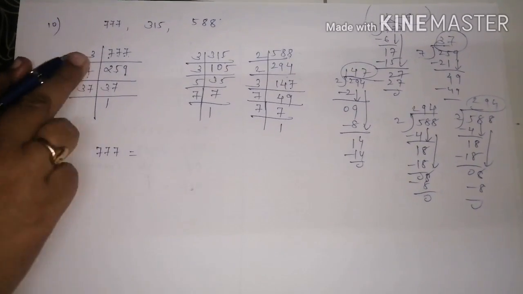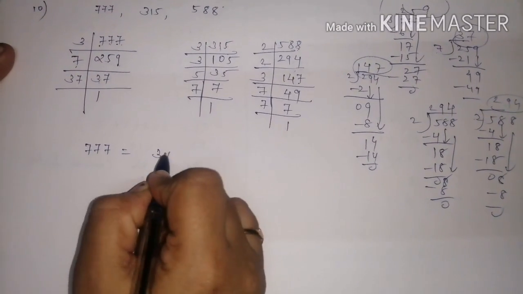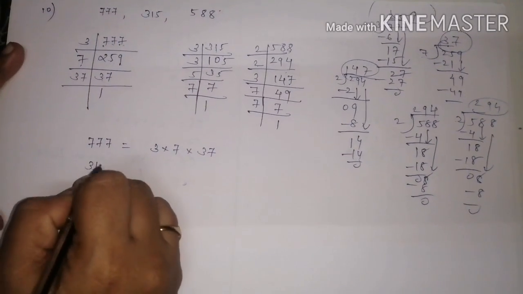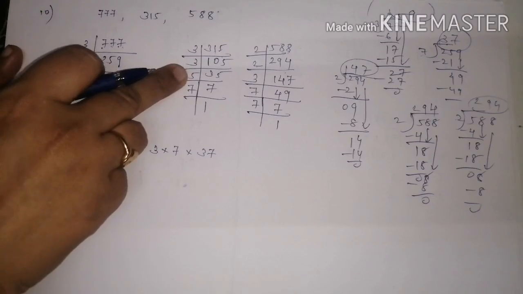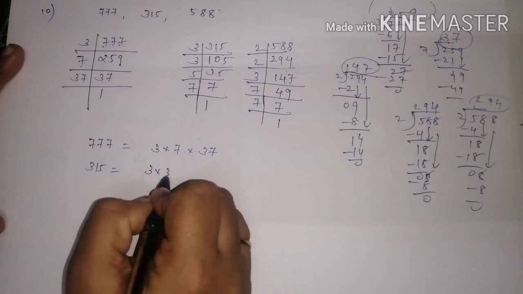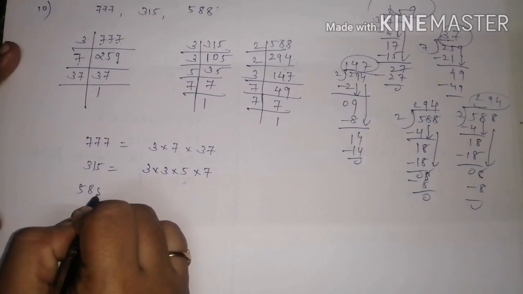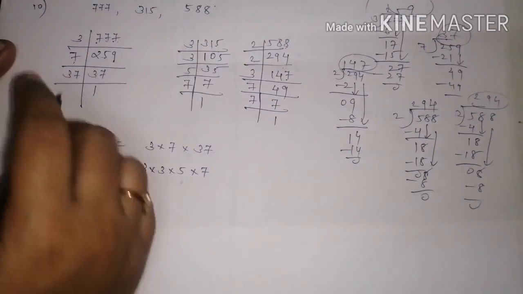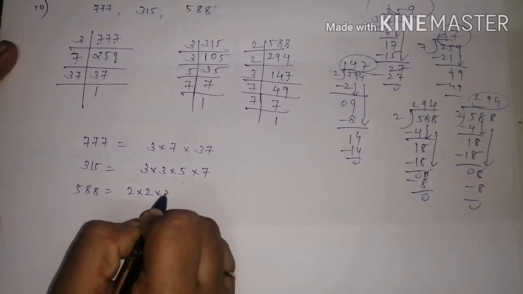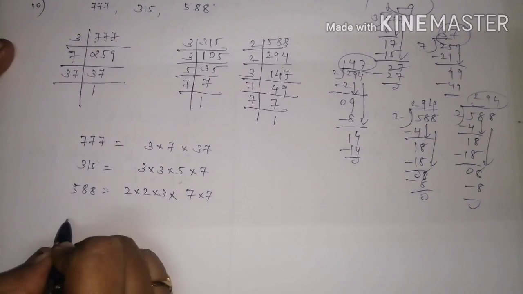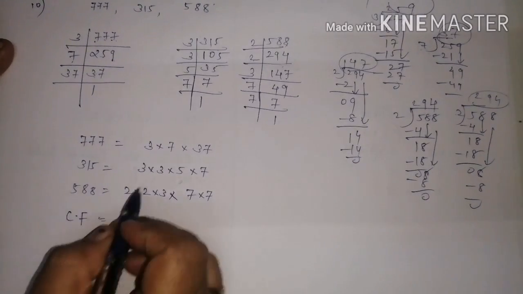So write all these factors, children, first. 777 factors we got: 3 into 7 into 37. Then 315's factors we got: 3 into 3 into 5 into 7. Then 588 factors we got: 2 into 2 into 3 into 7 into 7.